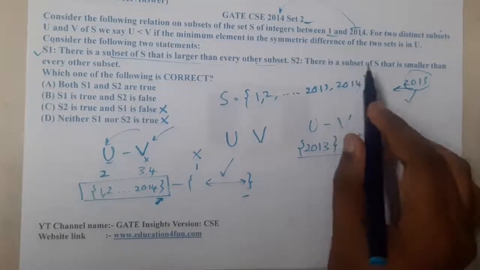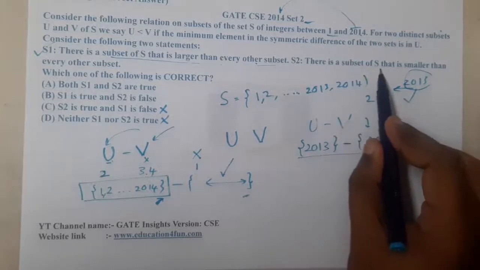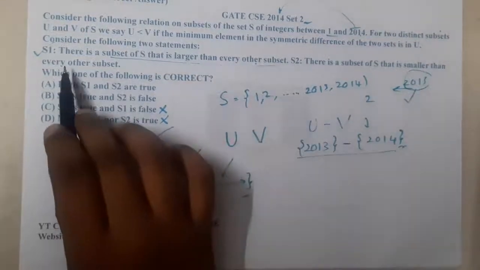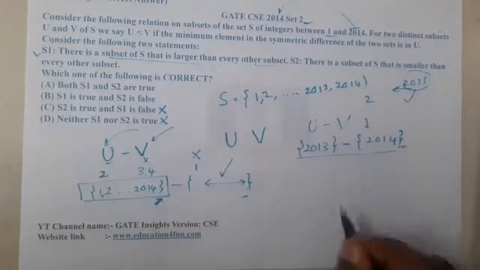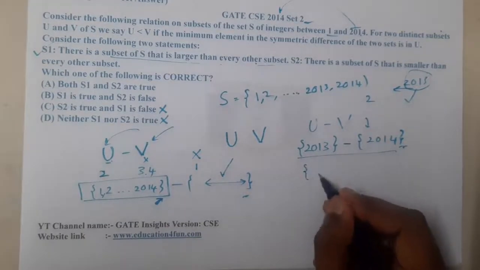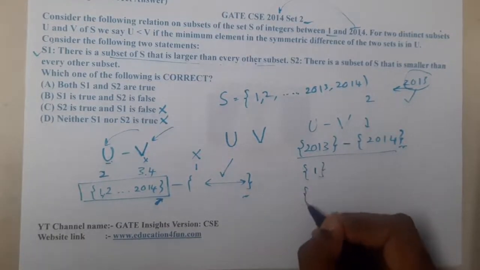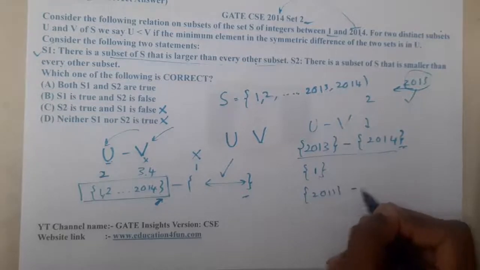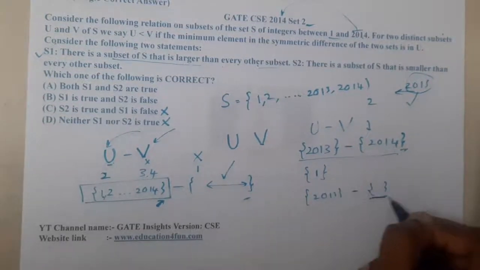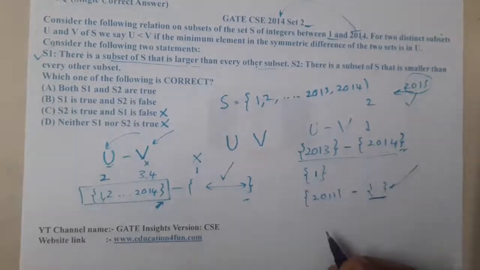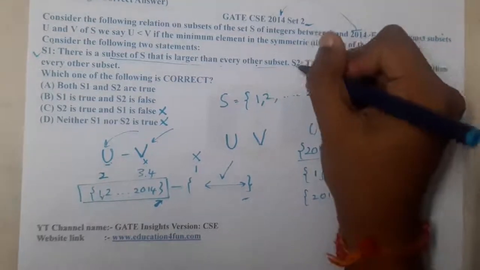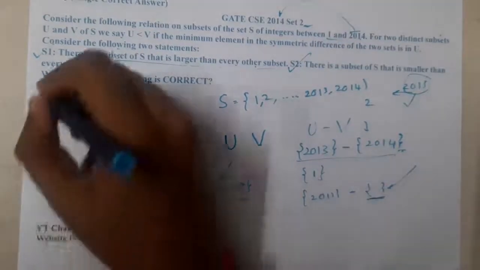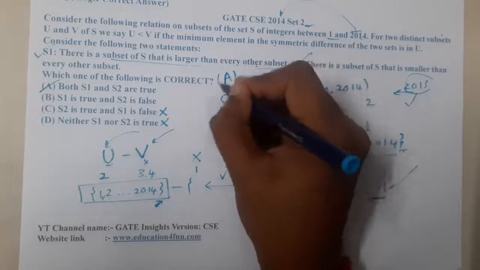So what is this saying? There is a subset of S that is smaller than every other subset. If you observe carefully, you can take only 2013 in one set and take the other set completely empty. Is there any set which is smaller than the empty set, guys? No, right? With that understanding, S2 is also true. So we can conclude that A is the correct answer.